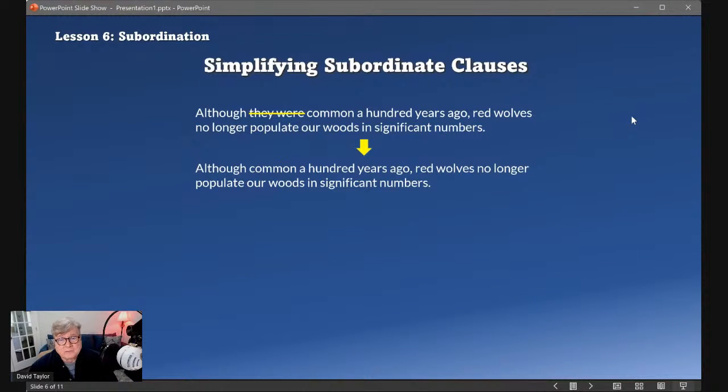In that subordinate phrase, we don't have a subject. We don't know what was common 100 years ago. That can work in your favor as a writer because it anticipates anticipation. It makes your reader do what is called cataphoric reference. Cataphoric reference is when you force the reader's mind to jump ahead. And by forcing them to jump ahead, you're creating more coherence in your sentence. So, although common 100 years ago, red wolves no longer populate our woods. And that's a good, tight sentence that places the emphasis on red wolves.